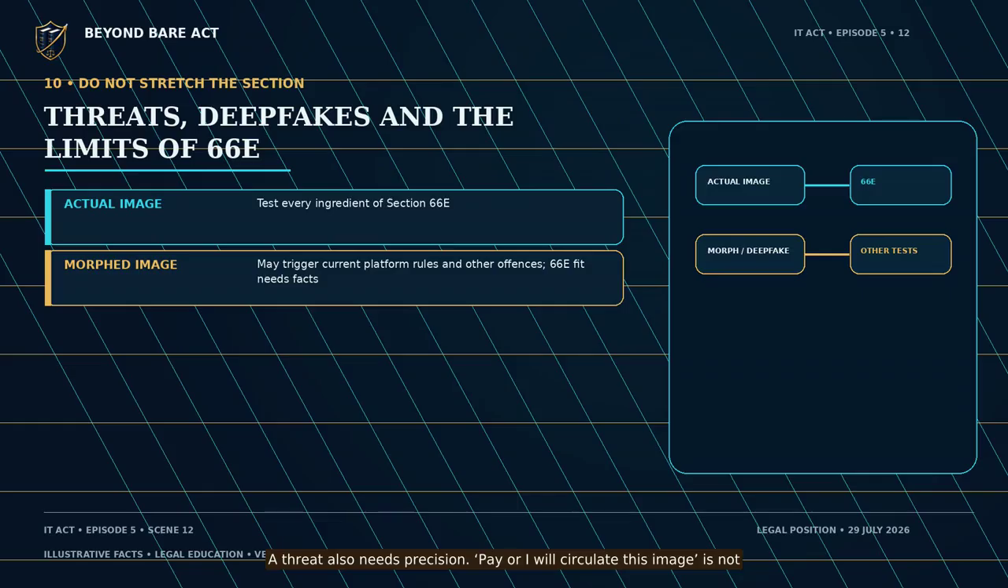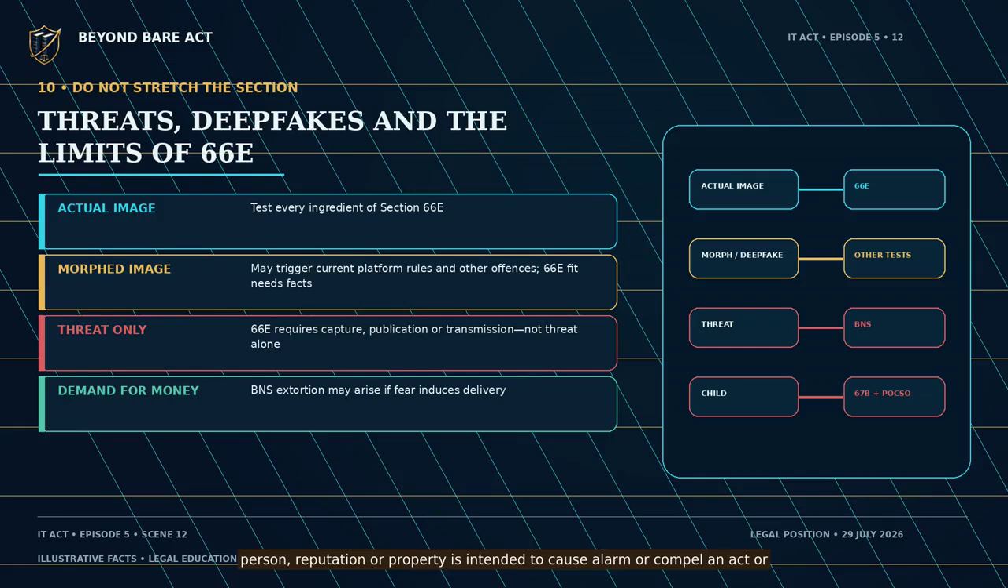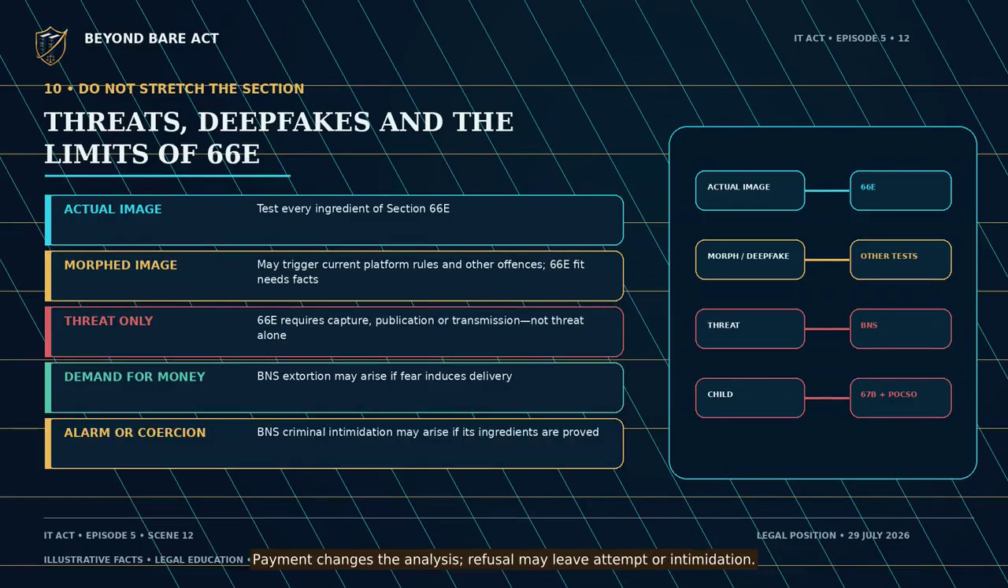A threat also needs precision. "Pay or I will circulate this image" is not itself the capture, publication or transmission required by Section 66E, although an earlier act may have occurred. Under the BNS, criminal intimidation may arise where a threat to person, reputation or property is intended to cause alarm or compel an act or omission. Extortion may arise where fear dishonestly induces delivery of property or valuable security. Payment changes the analysis. Refusal may leave attempt or intimidation. Take image-based abuse seriously without pretending that an unproved element exists.